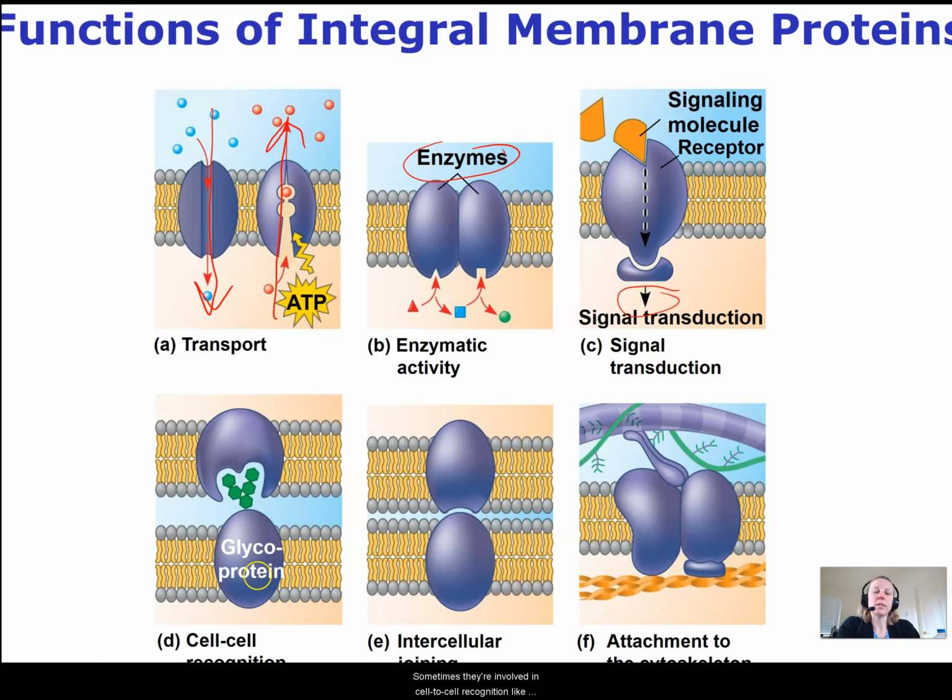Sometimes they're involved in cell-to-cell recognition, like this glycoprotein here. This glycoprotein has carbohydrates, as that little green part right there. And those carbohydrates can then serve as a little message to a neighboring cell identifying what the particular cell type is. Some of these proteins are involved in intercellular joining, connecting two different cells to each other. And sometimes it attaches them to the extracellular matrix, or all of the stuff that is around and outside of the cell, and it attaches and holds it in that particular position.